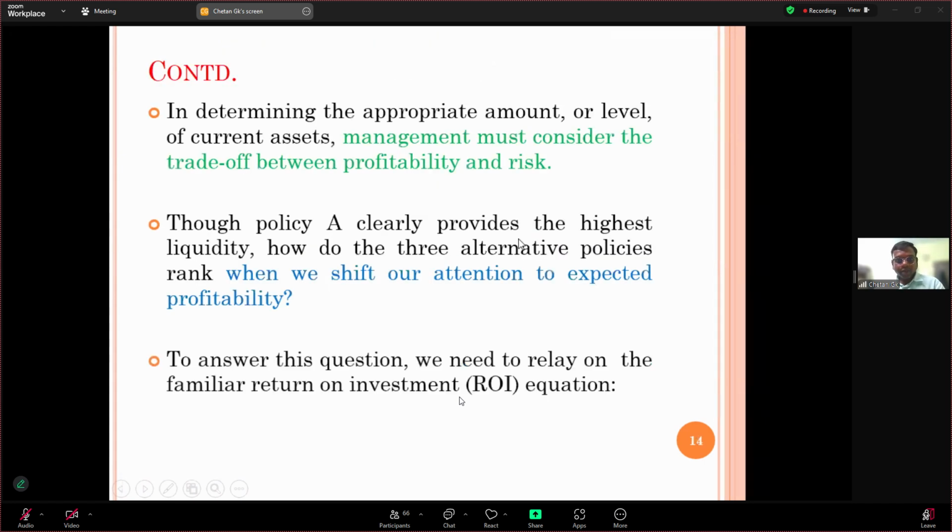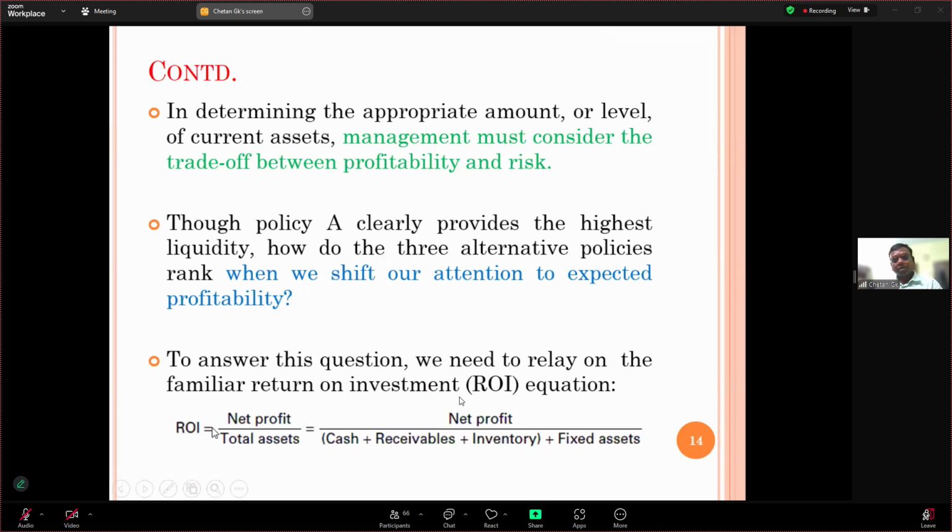To answer this question, we need to revisit the familiar return on investment equation. What is return on investment? It is net profit divided by the total assets. Total assets means cash, receivables, inventory, which is your working capital, plus fixed assets. What is the total amount of profitability you'll be generating out of your total assets? That is going to be your return on investment.